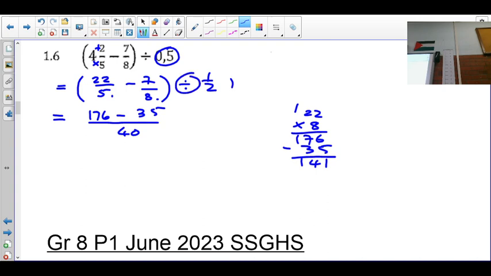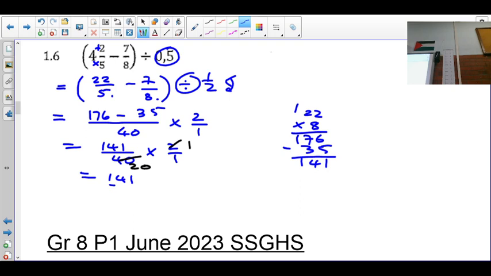With the division, you tumble and times. So it's 141 over 40 times 2 over 1. 2 goes into 2 once, 2 goes into 40, 20 times. So the answer is 141 over 20. If you want, you could have written it as a mixed fraction. Sorry, that is in its improper form. I think it's 7 and 1 over 20. Alright.